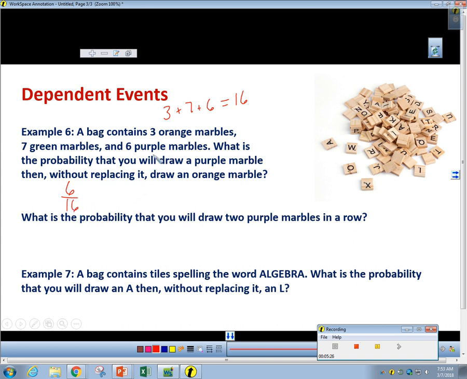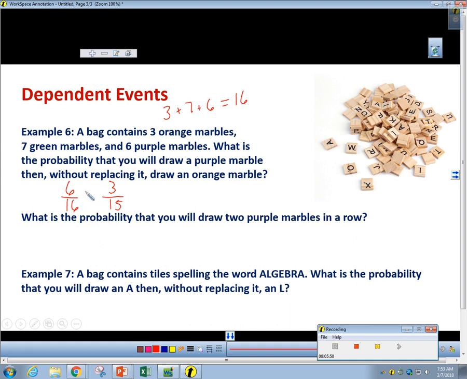And then what's going to happen here is we've taken out a marble because it says without replacing it. We're not putting the marble back. So now we have 1 fewer marble. So now our total of marbles is 15 because we took 1 out. So the probability we'll get an orange marble is going to be 3 because there's three orange ones in there out of 15. So we'd multiply these together.